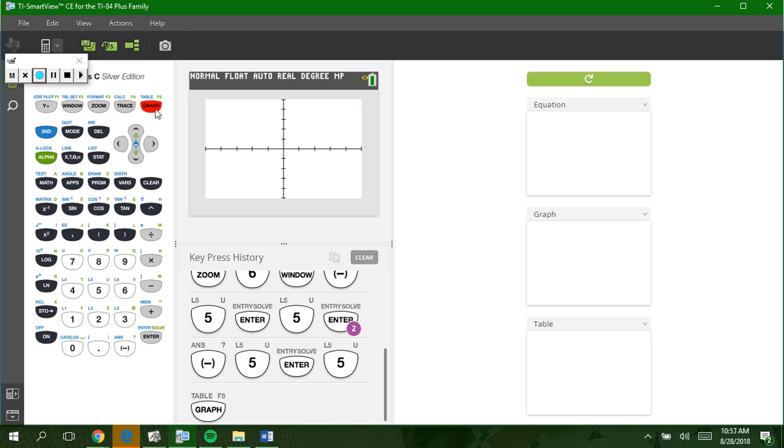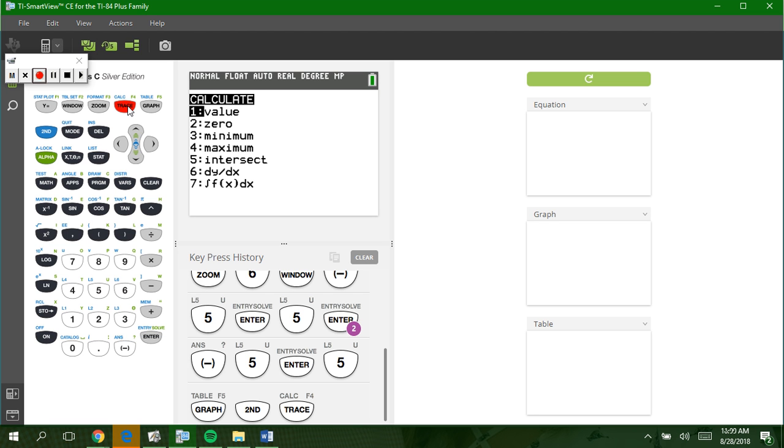Okay, so let's go ahead and find this low point first, right here. How do we do so? We're going to not do trace, because trace is not accurate. Are they values on the graph? Yes, but it's not going to give me directly the low point. Okay, so I'm going to go second, calculate. It's right above trace.